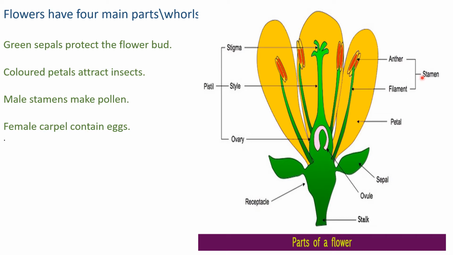The next, third part is the stamen, which consists of the anther and the filament. The stamen consists of a long stalk, which you can see here. It is called the filament, and it has a swollen head called the anther. The anther contains numerous small pollen grains, which are the male reproductive cells.